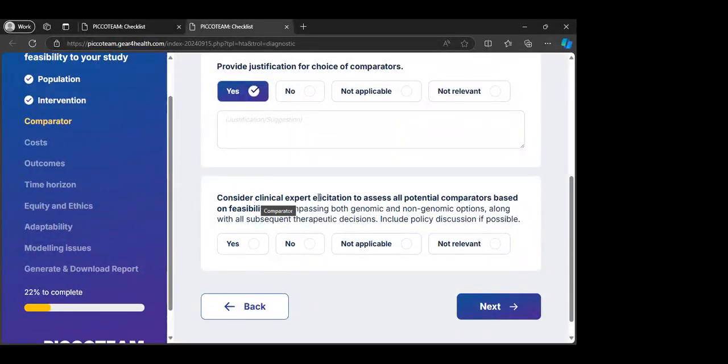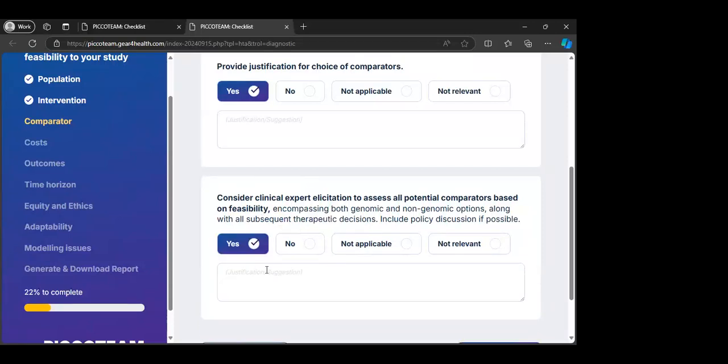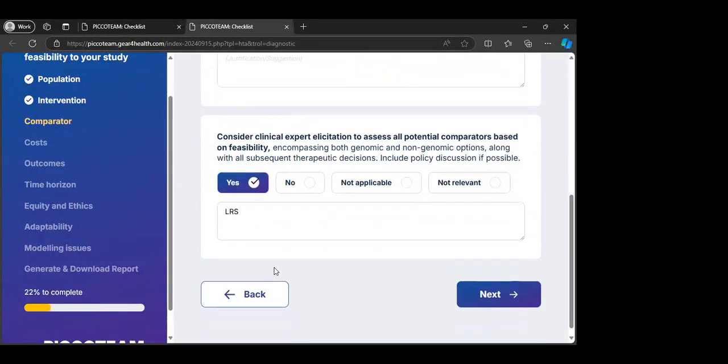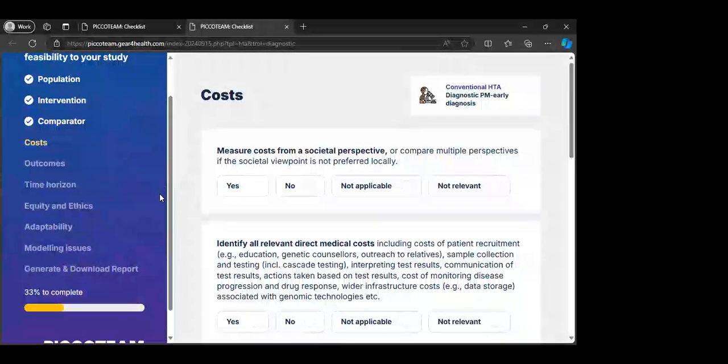And expert elicitation, when you have extra efforts, it will be recommended to conduct extra expert interviews to assess all other potential comparators based on the feasibility. For example, in our study, we consulted with a leading oncologist PM researcher, Dr. Barasak, and we additionally included a newer technology called long-read sequencing as a potential comparison.